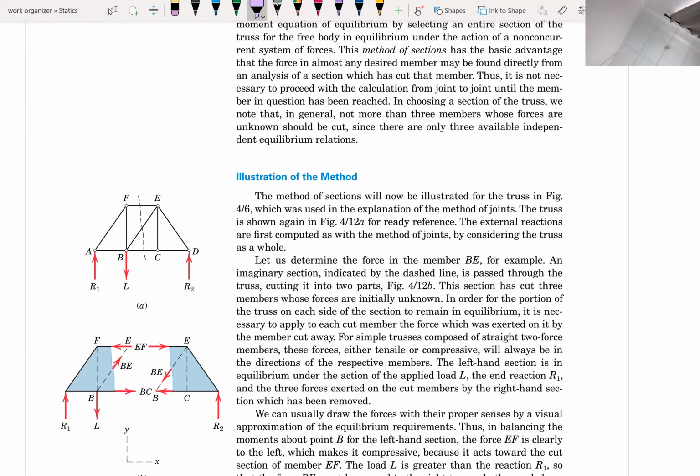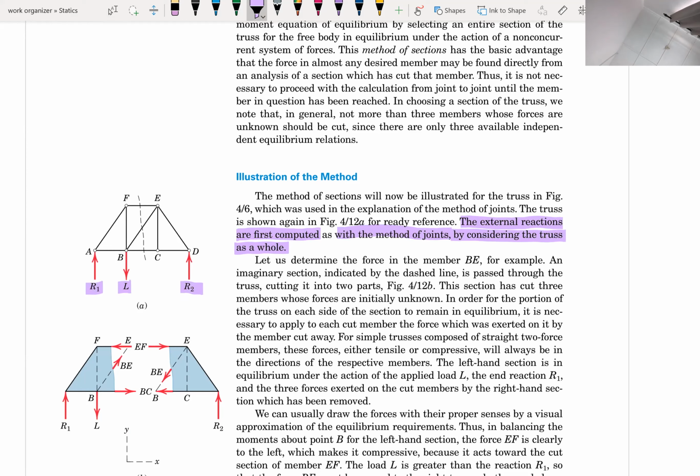First thing first, the external reactions are first computed. We have to compute the external reactions with the method of joints, by considering the truss as a whole. Let's say we have to know the external reactions. In this case, we have to know R1, L, and R2.